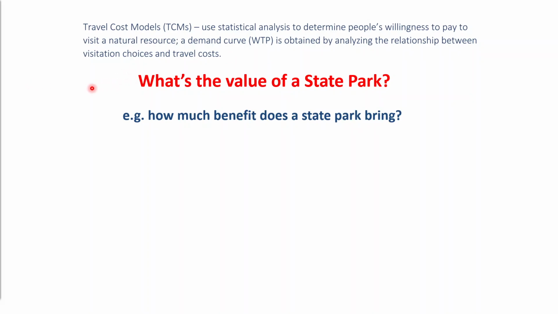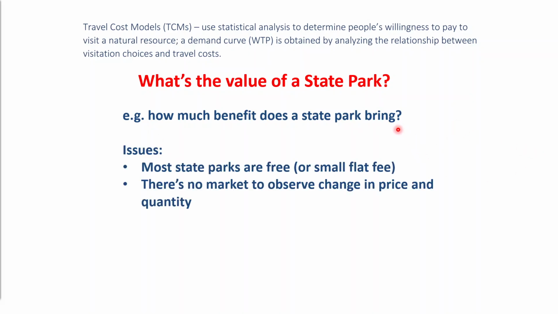Let's look at an example. What is the value of a state park? In other words, how much benefit does a state park bring? This might be an important question to answer if we want to decide whether or not to fund a state park. Like the example I gave you with consumer products, it is easy to estimate the value because prices change for consumer products. Therefore, we can observe how people's consumption behaviors change.